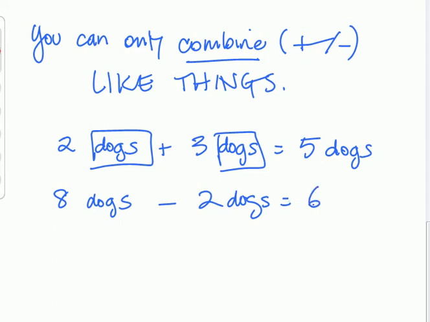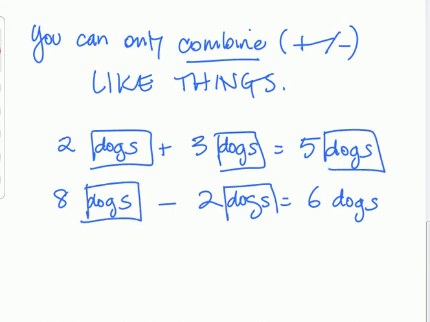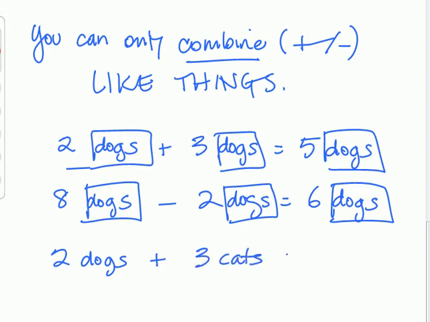And please notice that when you add and subtract, whatever you're adding and subtracting stays the same. We had dogs, dogs, and we're going to end up with dogs. Let's take a look at, what if we had 2 dogs plus 3 cats? Can you find a simpler way to say that? Well, you can't really say anything more than, well, I have 2 dogs and 3 cats, because these two things that you're adding are not like things.